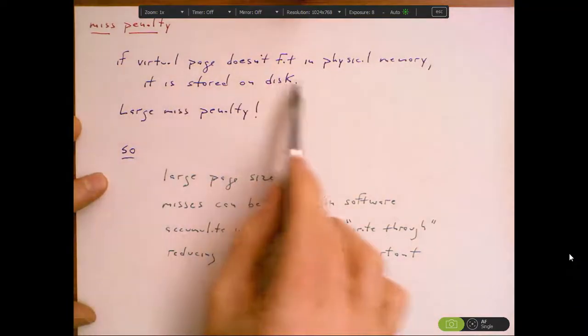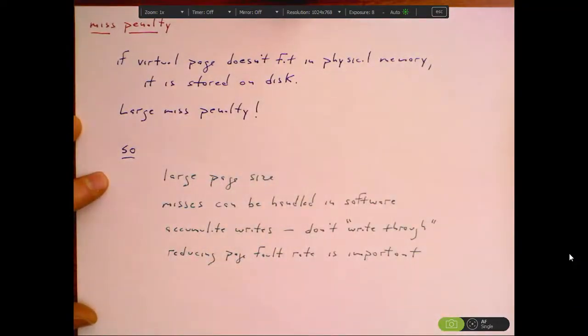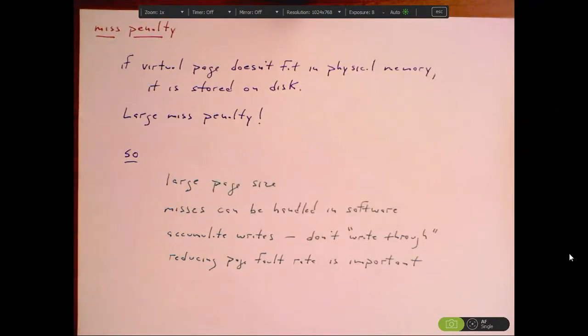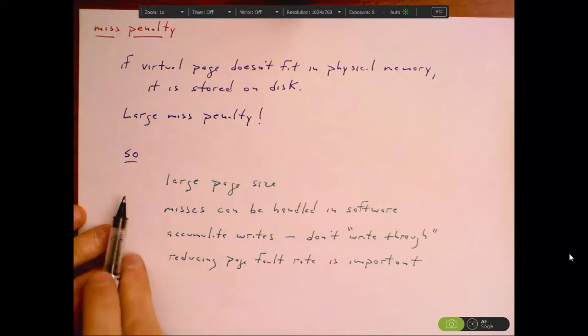If a virtual page doesn't fit in physical memory, it's stored on disk. So there's a large miss penalty, right? The disk, again, as I mentioned in an earlier lecture, has a physical mechanical component, the spinning of the platters. So it's very, very slow relative to the electronics of memory. So we're going to have a large miss penalty. So what does that imply?